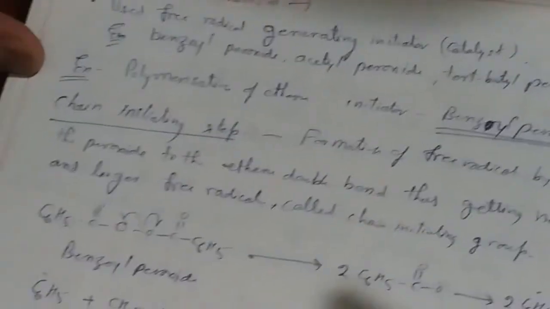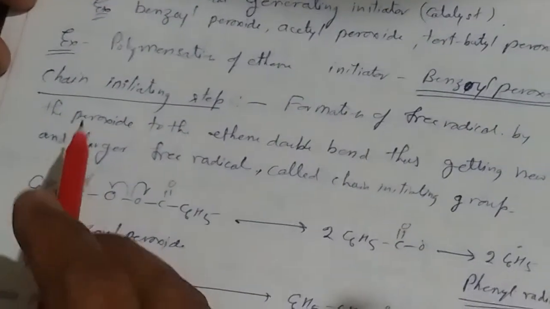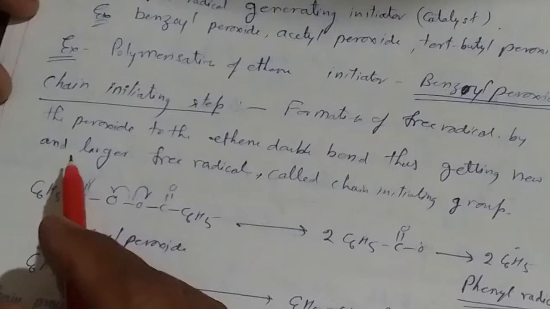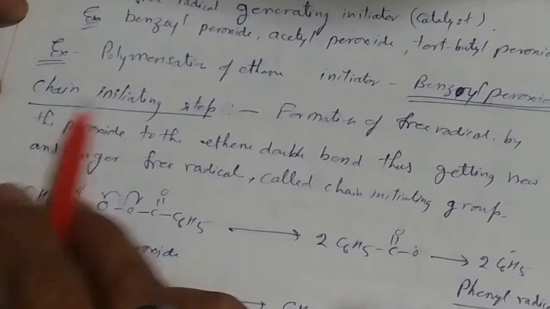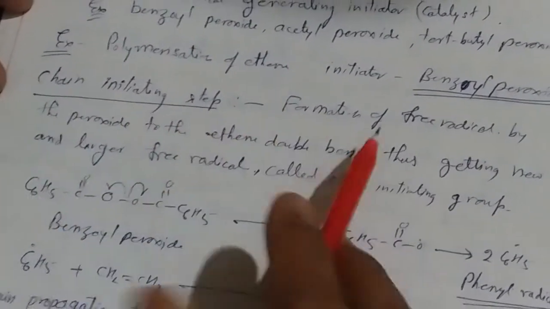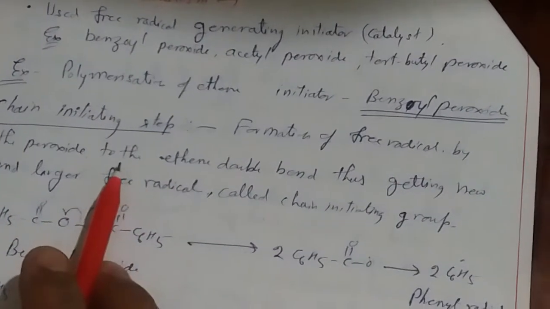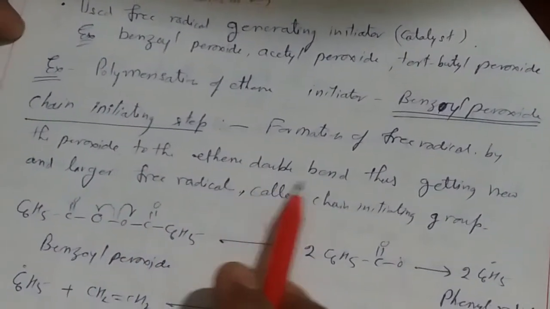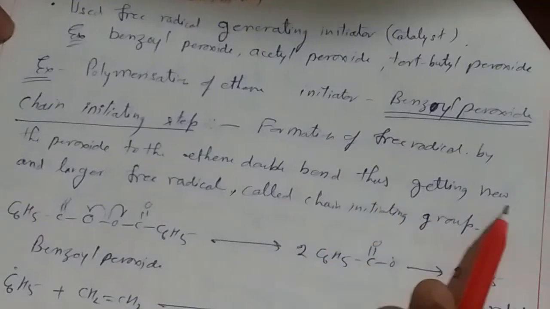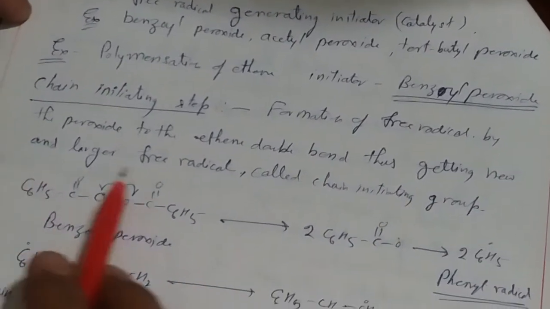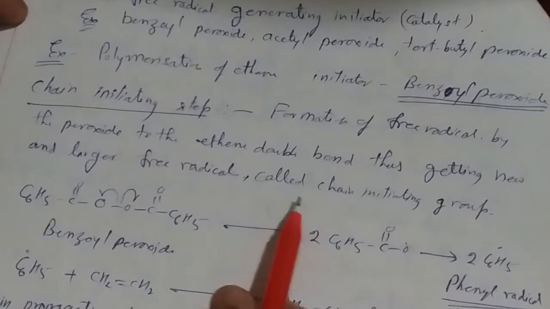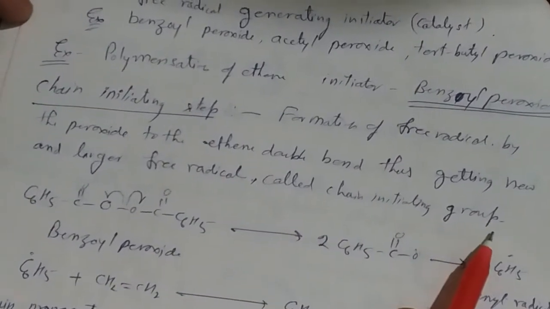So, three steps occur in the addition polymerization free radical mechanism. The first step is the chain initiation step. It means the formation of a free radical by the peroxide adding to the alkene double bond, thus getting a new and larger free radical, called the chain initiating radical.